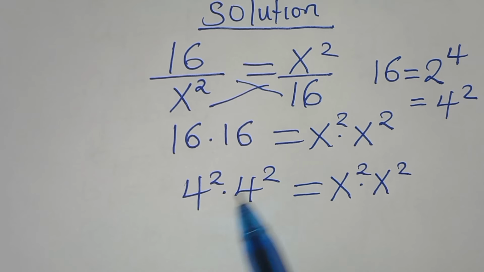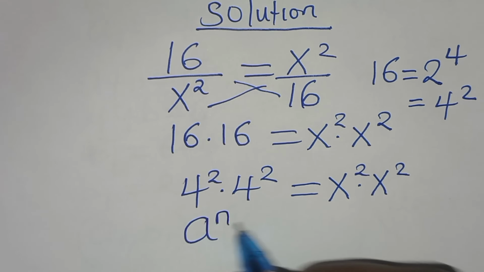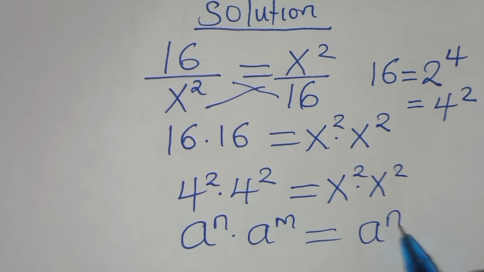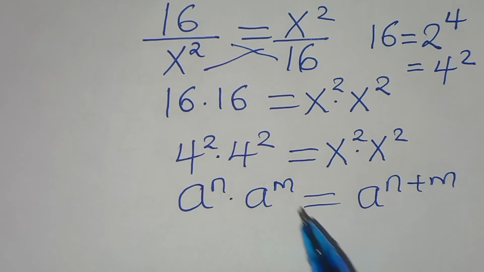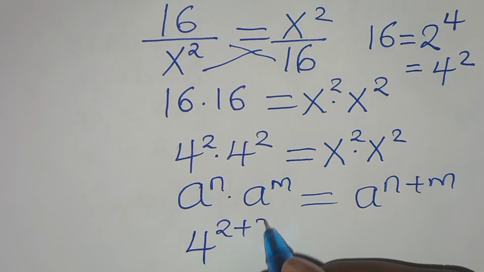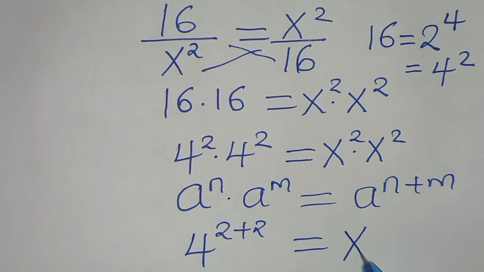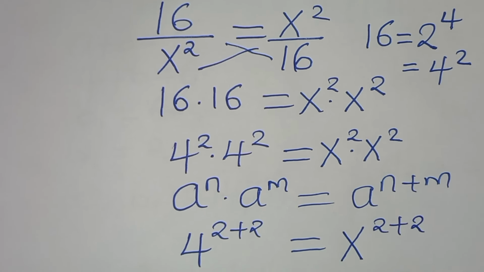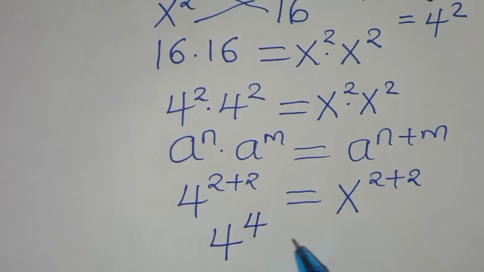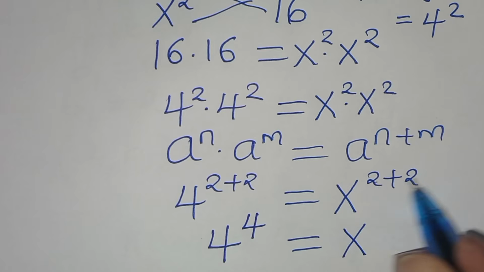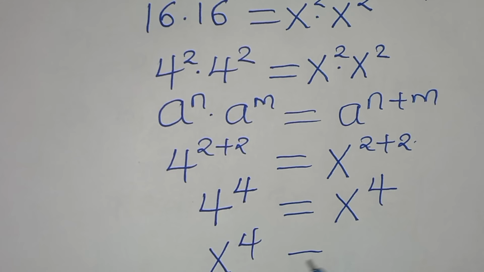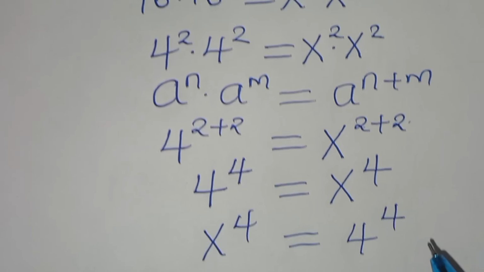You find that this is in the form of a to the power of n times a to the power of m, which we can express as a to the power of n plus m. Applying this exponent property, we have 4 raised to the power of 2 plus 2 equal to x raised to the power of 2 plus 2. This implies that we have 4 to the power of 4 equal to x to the power of 4. So x to the power of 4 is equal to 4 to the power of 4.